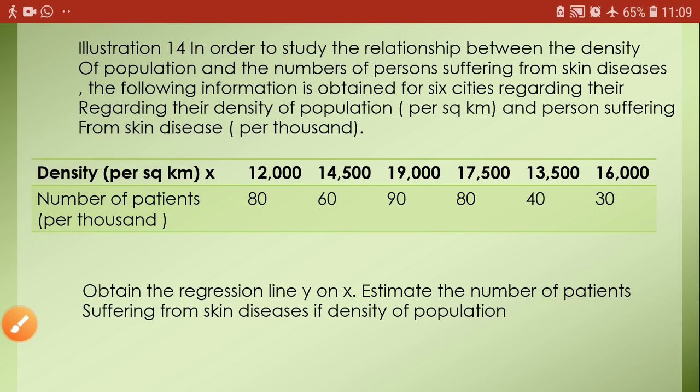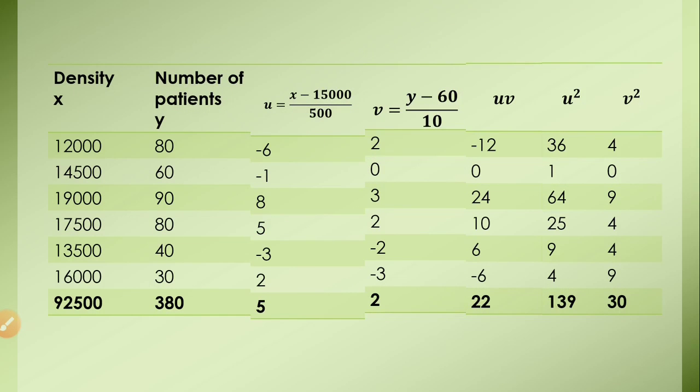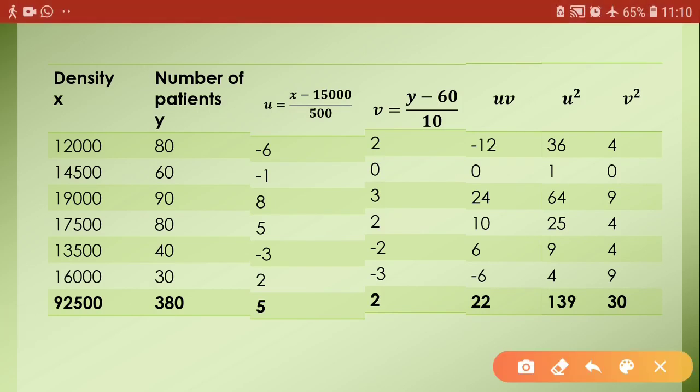So what you have to find? You have to find the regression line y on x. So basically first we will find the regression line y on x, then we will move further. Okay, let's have a look at x. Your x is 12,000, 14,500. I am just reading the question.